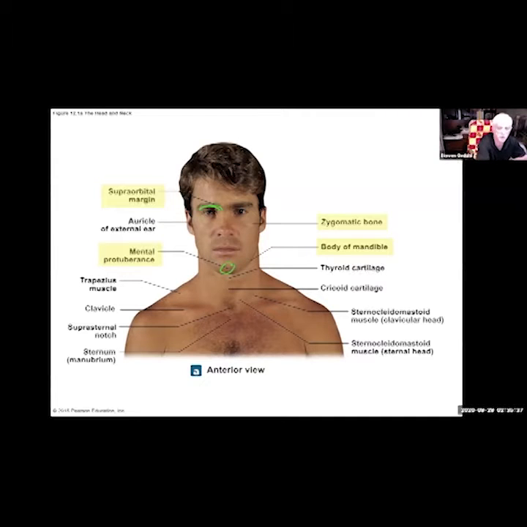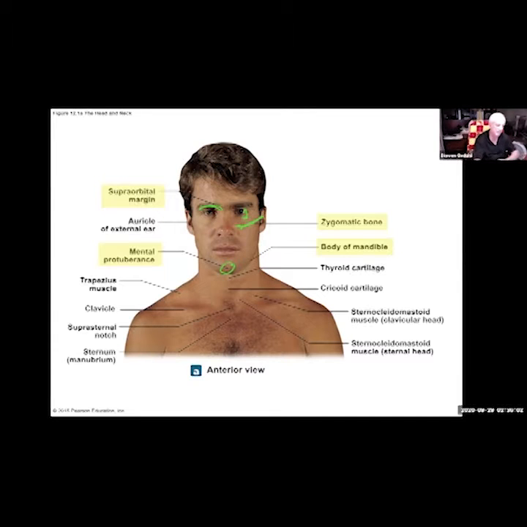The mental protuberance is the tip of your chin. That's your mental protuberance. The zygomatic bone we talked about a lot. This is the lower arch. This is your cheekbone. Okay. If this eye droops, coming in the emergency when that eye's drooping down, this bone is broken. That's the most common bone to break in a lateral impact to the head, because that's when it sticks out the farthest. This one's going to hit first.